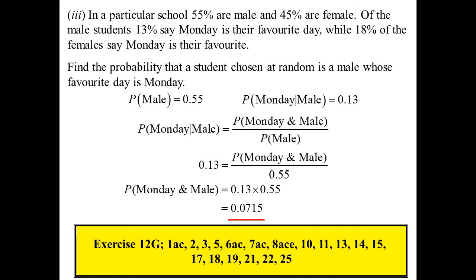All right, so 12G, we'll finish off our look at 2-unit probability.